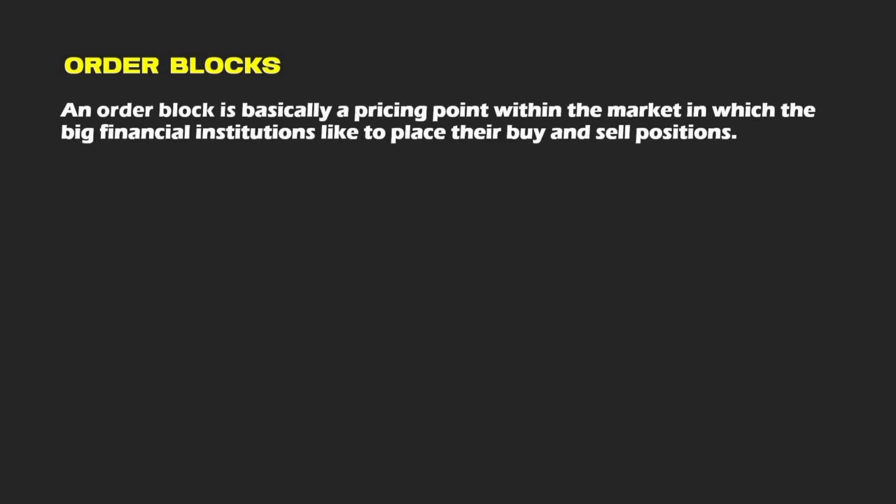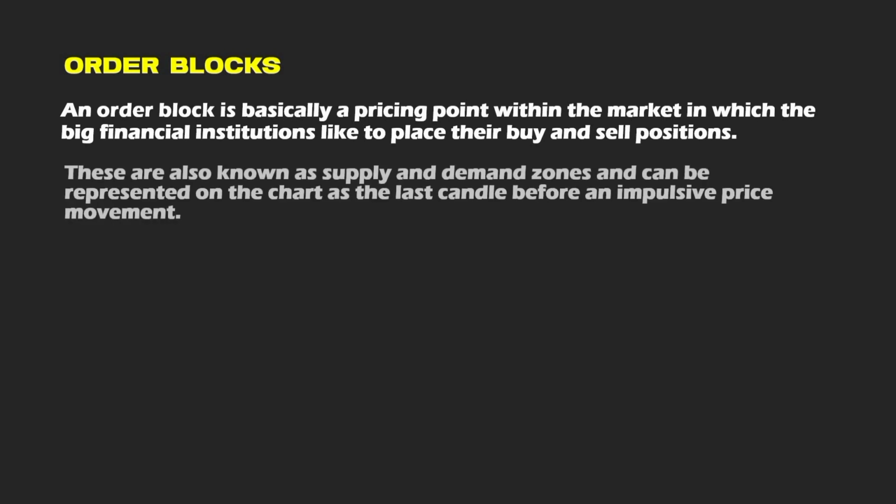So what is an order block? An order block is basically a pricing point within the market in which the big financial institutions like to place their buy and sell positions. These are also known as supply and demand zones and can be represented on the chart as the last candle before an impulsive price movement.